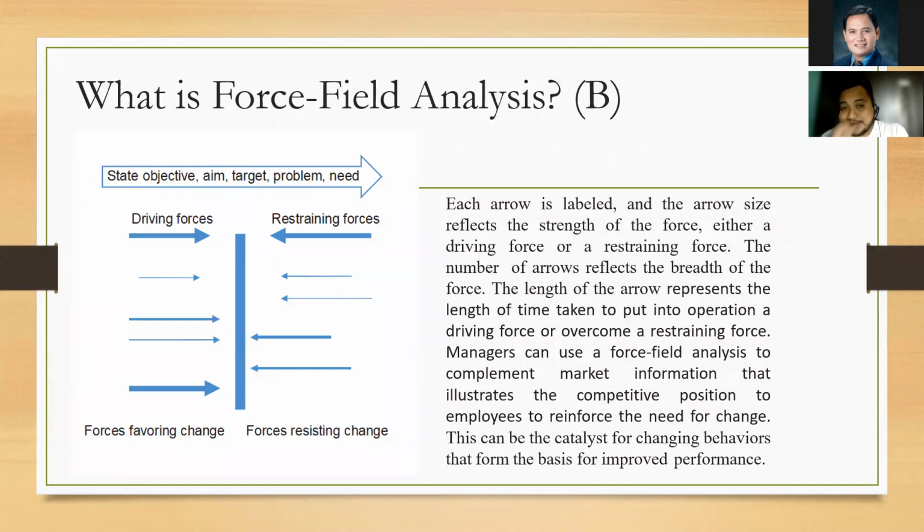So here is an example of the force field analysis. As you see here in the diagram on the left side of the presentation, each arrow is labeled and the arrow size reflects the strength of the force, either a driving force or a restraining force. As you see in the diagram, we have a force favoring and a force resisting.